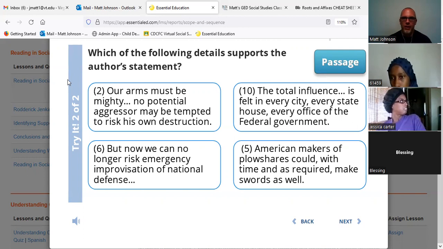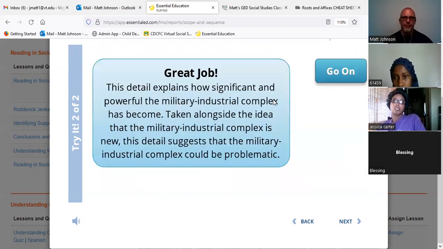B. The total influence is felt in every city. This one here. That is correct. So I'll go ahead and click on it there. Great job. This detail explains how significant and powerful the military-industrial complex has become. Taken alongside the idea that the military-industrial complex is new, this detail suggests that the military-industrial complex could be problematic.